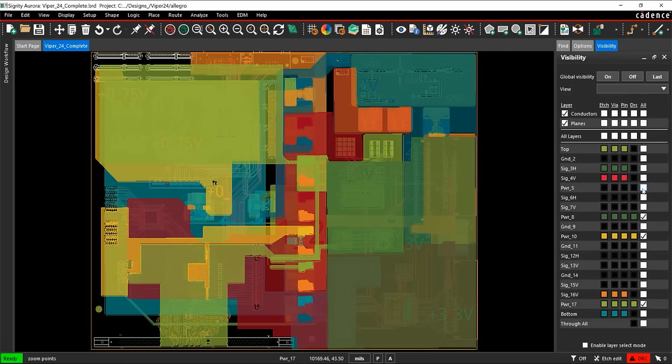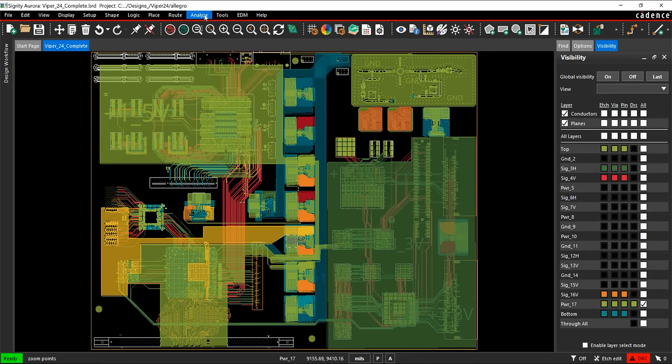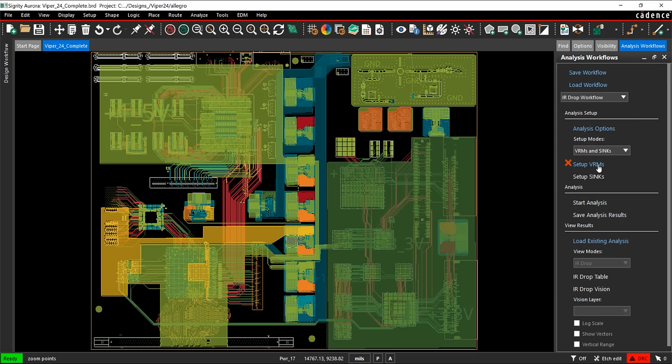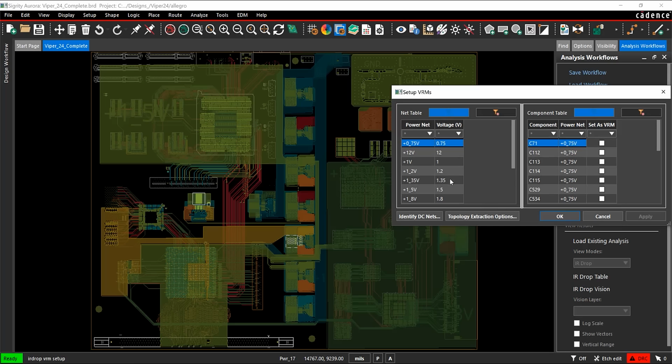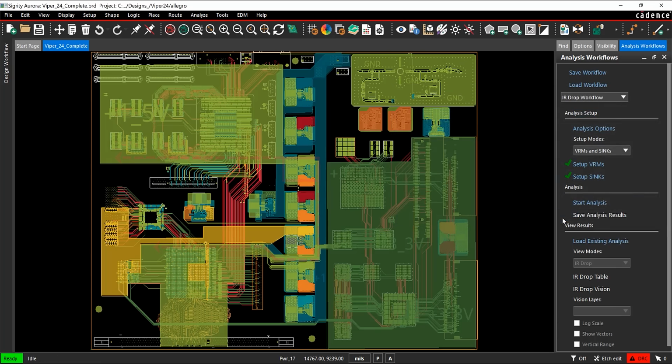Sigrity identifies potential problems in your power delivery network by accurately determining the DC voltage across a conductor as a result of its electrical resistance. By performing IR drop analysis on your design, resistance of traces and vias are automatically calculated and included in the simulation, providing a realistic view of voltage drop across the PCB. Let's analyze the 1.5 volt power delivery from the DC to DC converter U18 to the required components.